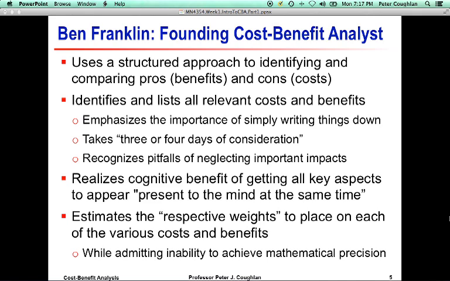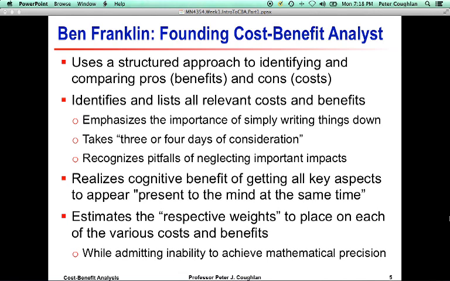A systematic structured approach. He identifies and lists all relevant costs and benefits, and the emphasis here is the importance of simply writing things down. Actually write them down, don't just keep them in your head, but document. That's step one. Just identify the pros and the cons and actually write them down. Don't do it in a half-hour sitting, but he actually takes 3 or 4 days of consideration to do so. And he's really recognizing the importance of not neglecting relevant impacts.